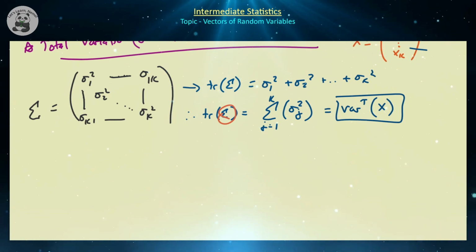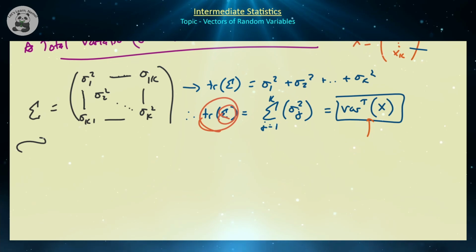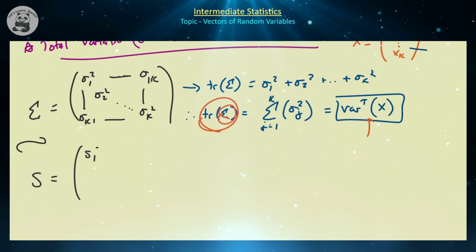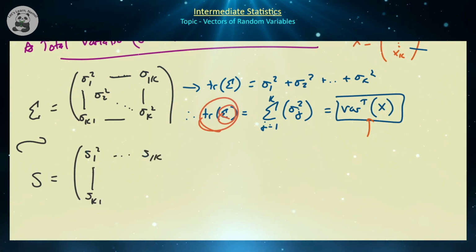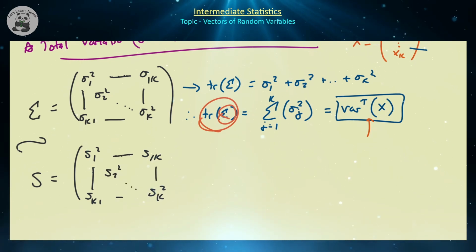So in particular, the variance of a random vector is equal to a number, right? Because remember, sigma is just a bunch of numbers, right? So it's a parameter matrix. So obviously we need to approximate the trace of sigma, right? So take a guess of what we're going to approximate it with. So keep in mind, S, which is the sample covariance matrix, was S1 squared all the way down to S1k, all the way down to SK1, S2 squared, all the way down to SK squared, right? So that's our sample covariance matrix.